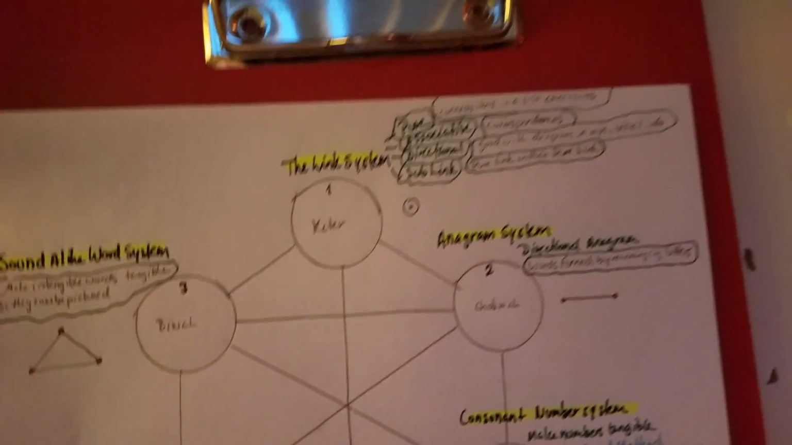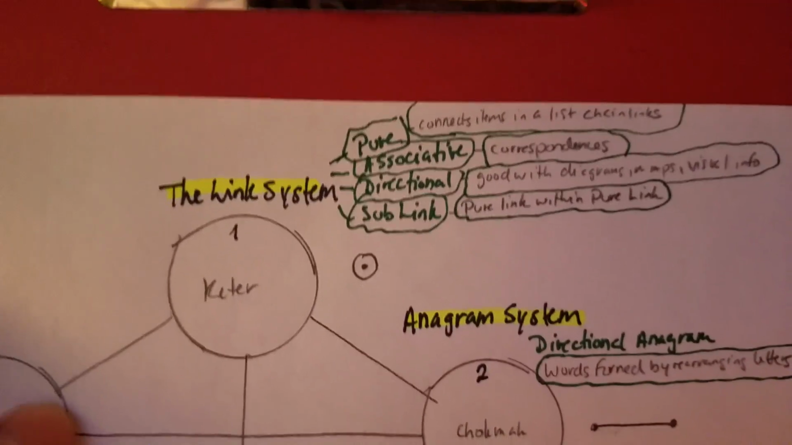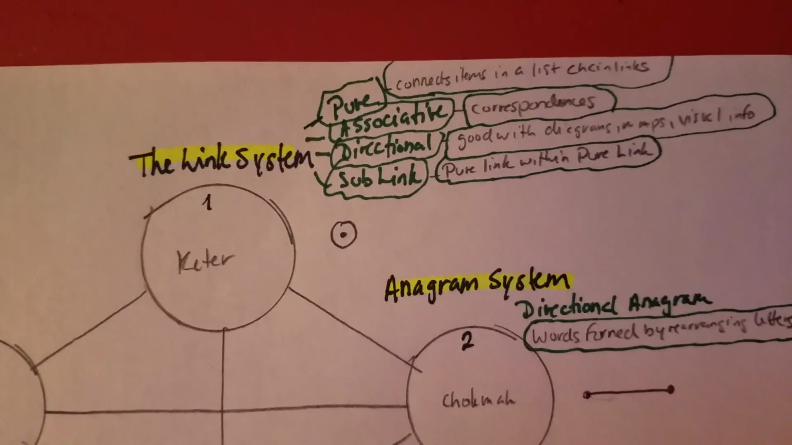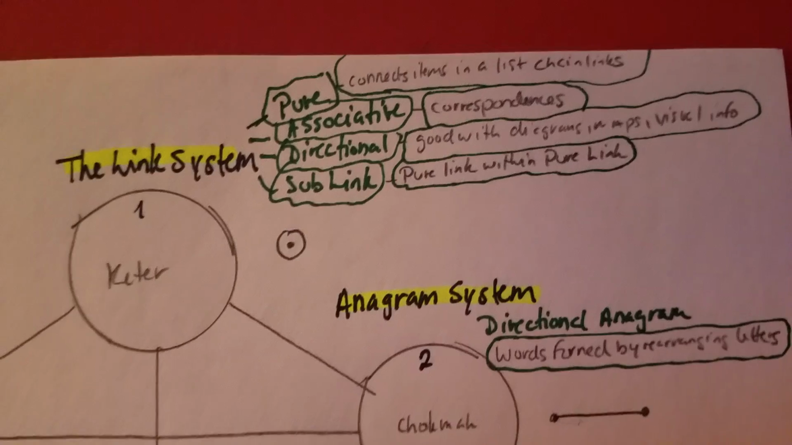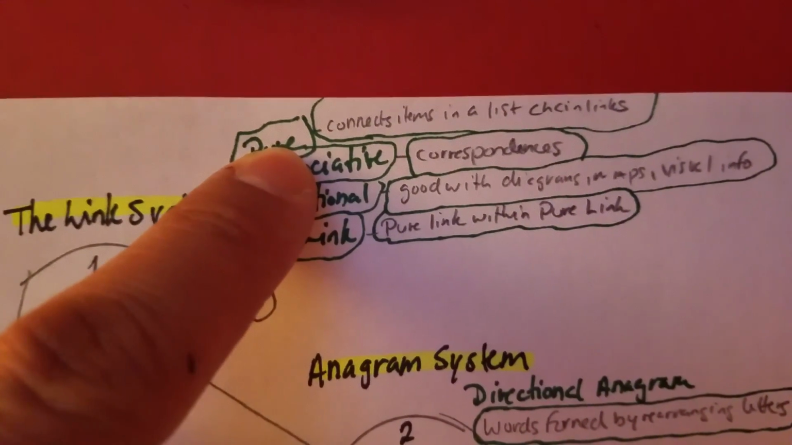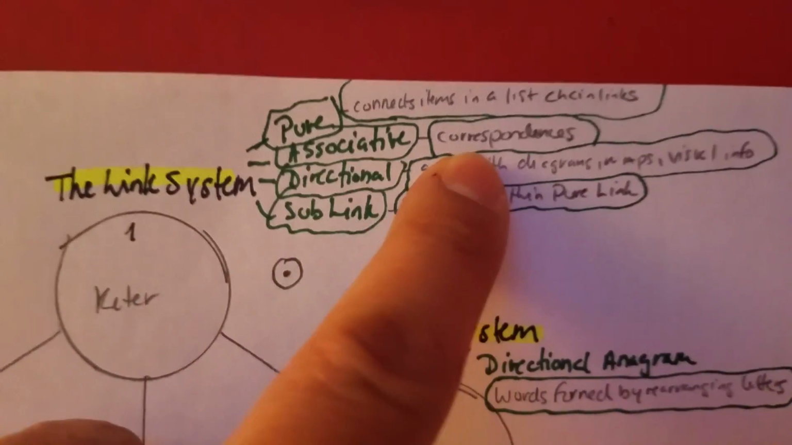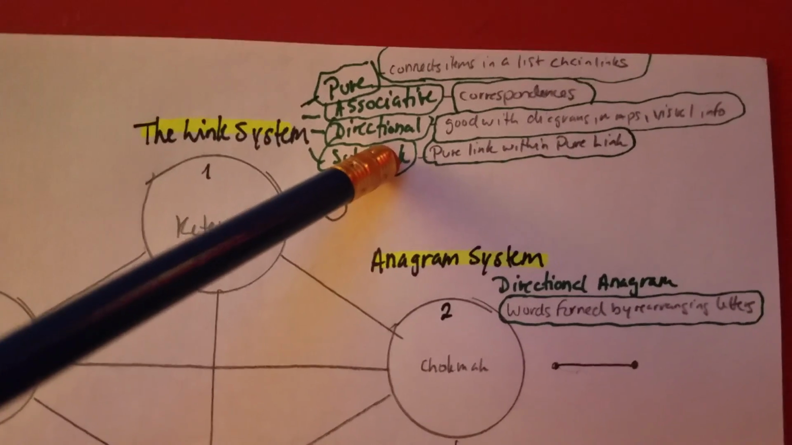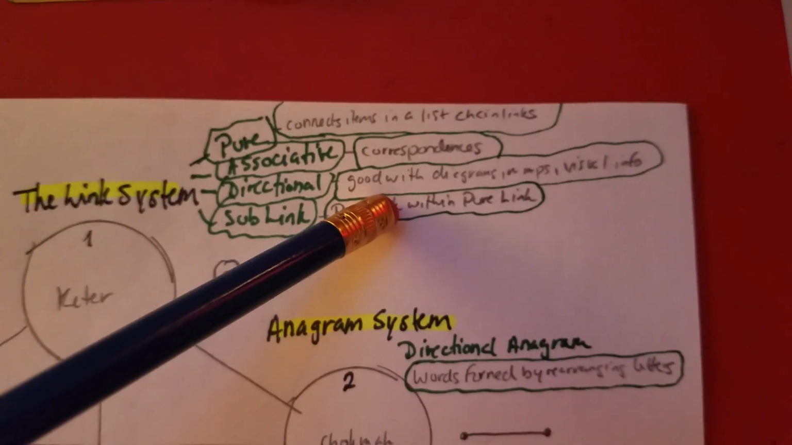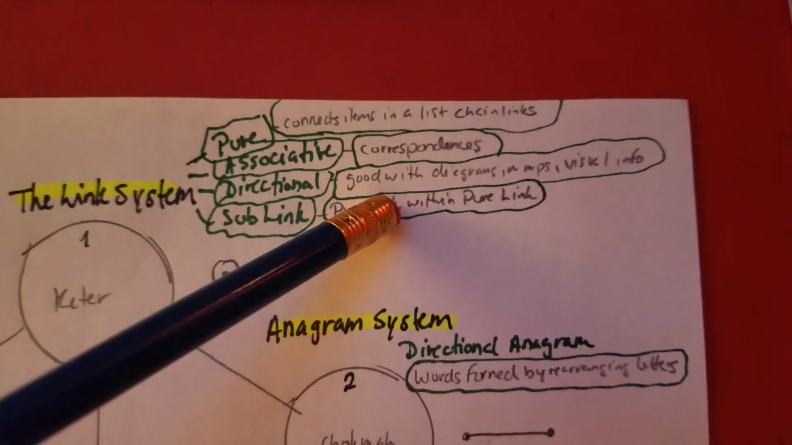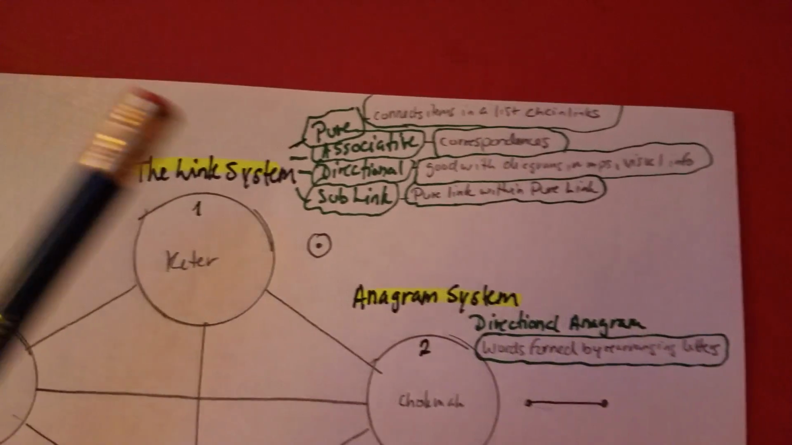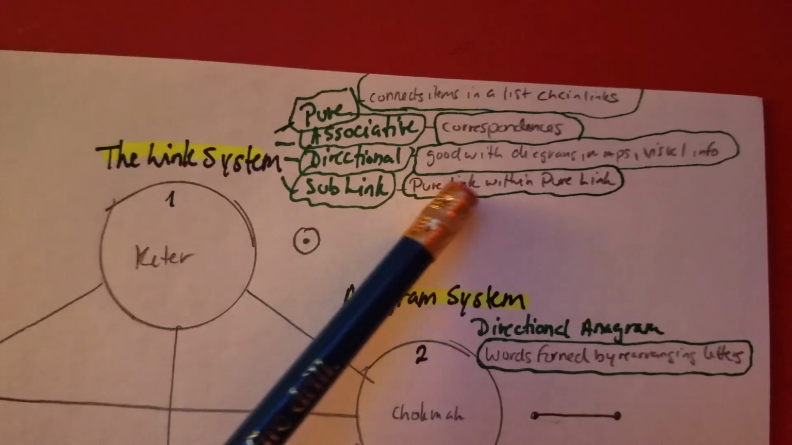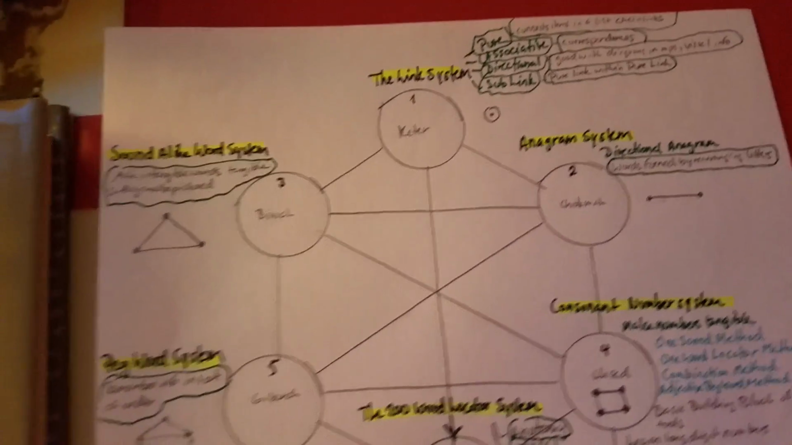So here we go. We've got the link system. Basically, the basic link system is like a bunch of chains connecting things one to another. You've got the pure link system, which is like a chain link. You've got the associative, or the correspondences, and this is what I'm doing here. This is an associative type of system that I'm using, actually. You also have a directional link system, which is good for diagrams and for learning or remembering things in a specific direction, like on maps, for example. You also have the sublink, which is a pure link within a pure link, and that is explained in the book a little bit more.